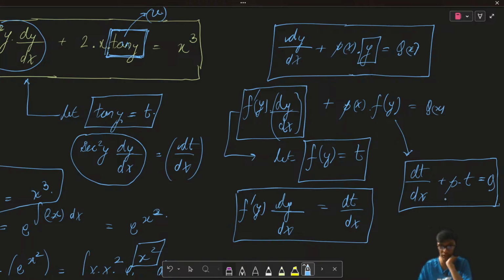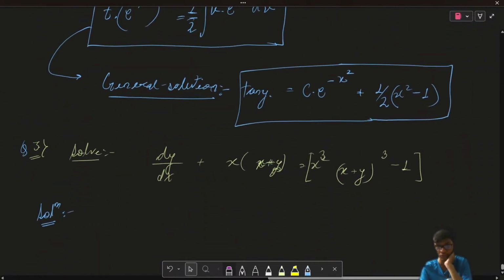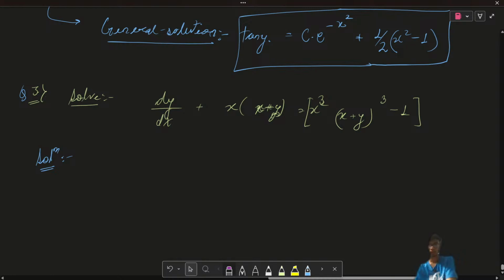Okay, so I hope this part is clear to all of you. If this is understood, please try to solve this problem. Okay, please try to solve question number 3. Please try to solve question number 3.